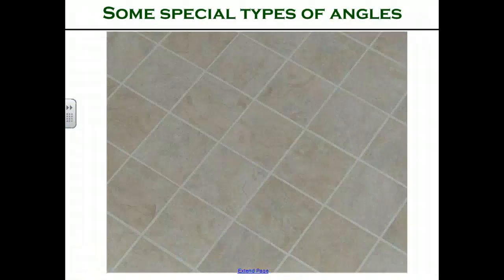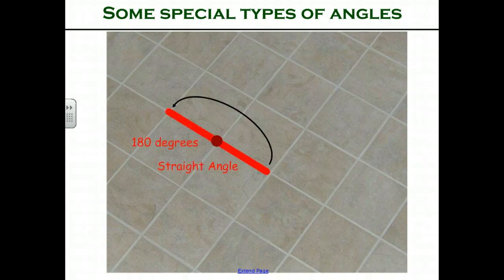We're going to look at a few special types of angles, and right now we're going to look at this picture here of a floor. And this floor has some lines in it. If we choose one point where lines intersect, which is here, and we look at this angle, we can follow the line through the point there. A straight line actually forms what's called a straight angle. This angle is said to have 180 degrees, because it is flat.